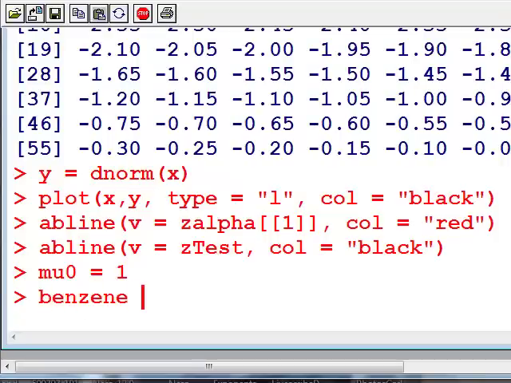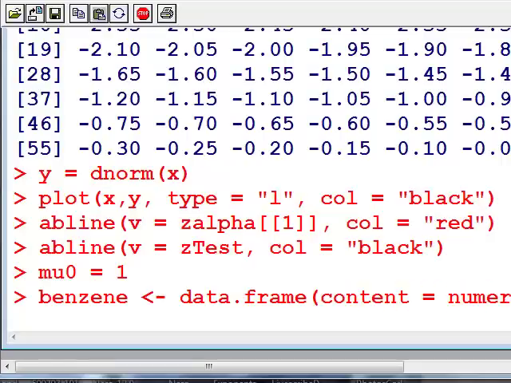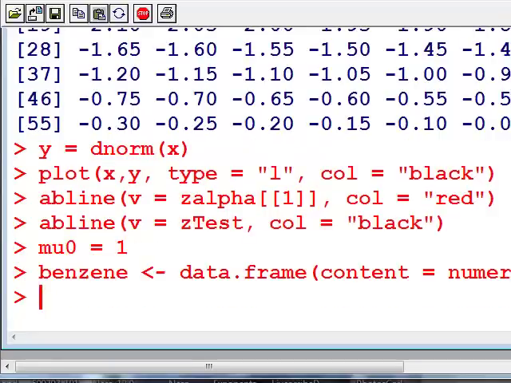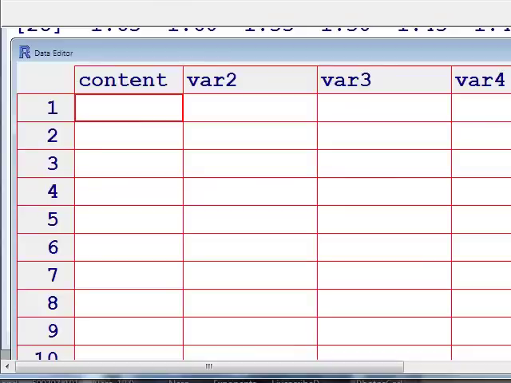First I have to tell what benzene is going to be. It's going to be a data frame, and it will have some sort of variable. So you say content equals, and it's numeric. But you know how to create that already. Then I have to put some values in benzene, so I'm going to do fix, and it will open a new window, and I get to enter some values. I'm entering them here, and you can see my variable content is already specified.